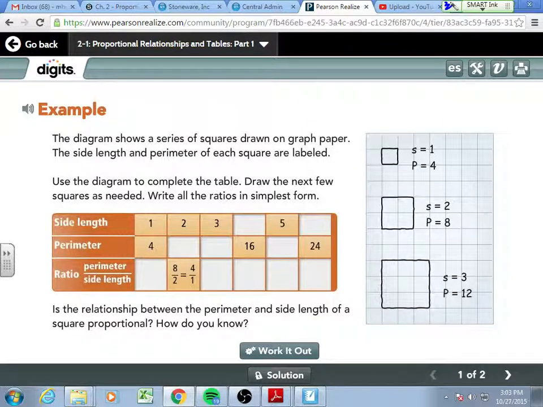Haley? It's width times height. That's area. You're actually the next problem ahead of us. So hold on to that. Remember that for the next problem. Nick?